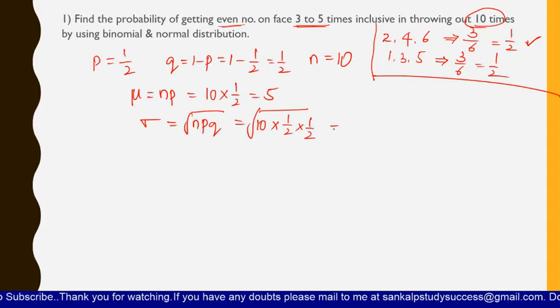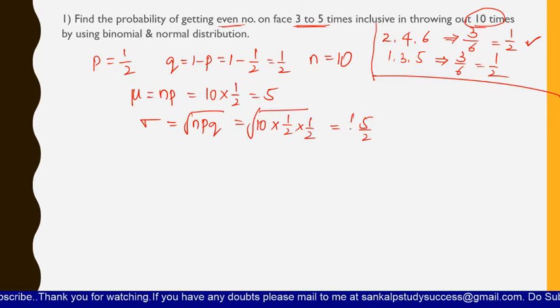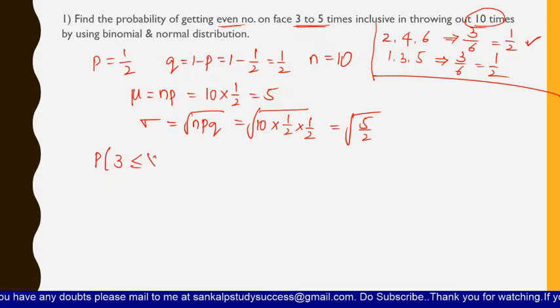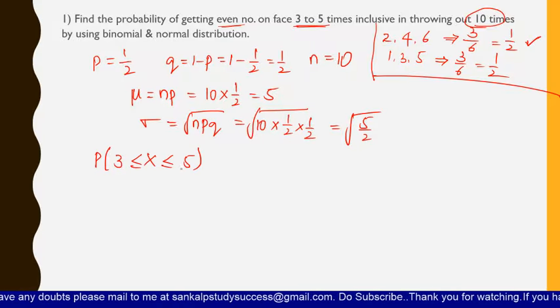Square root of 5 by 2. So let us keep these values aside, mu value and sigma value. Now what do we need to find out? Probability of getting an even number on the face 3 to 5 times. That means we can write it as between 3 and 5, right? 3 is less than or equal to x less than or equal to 5.